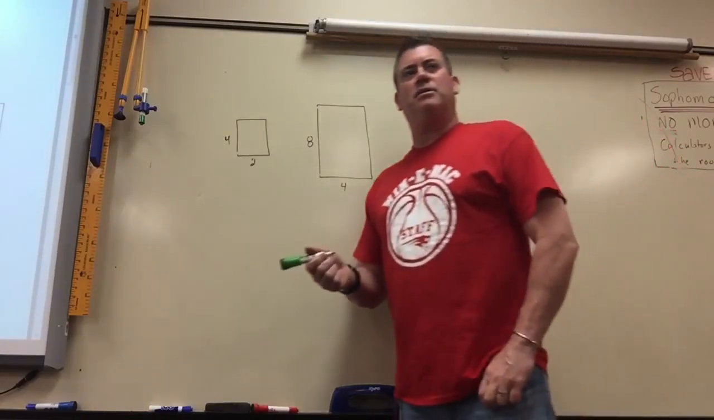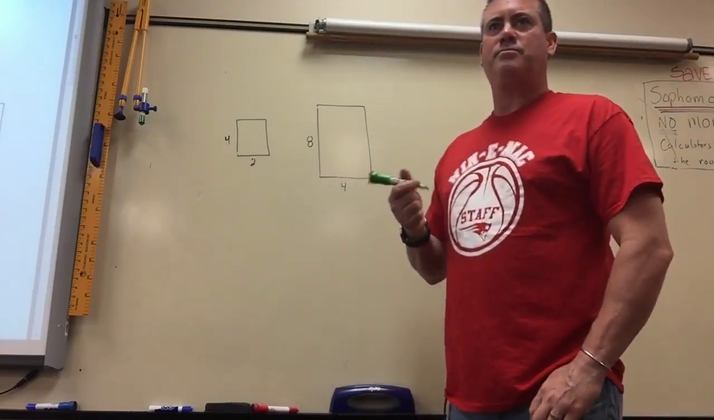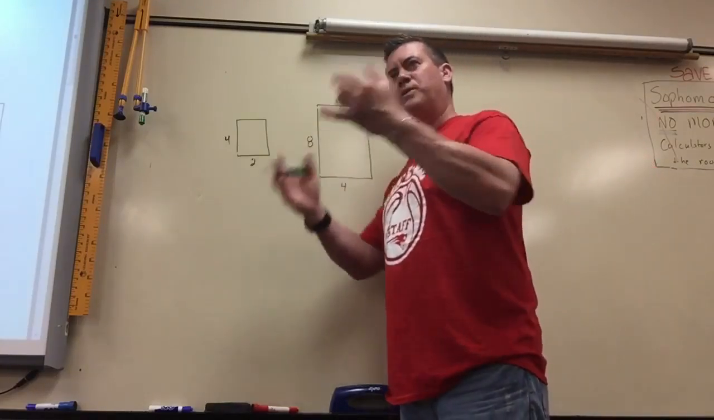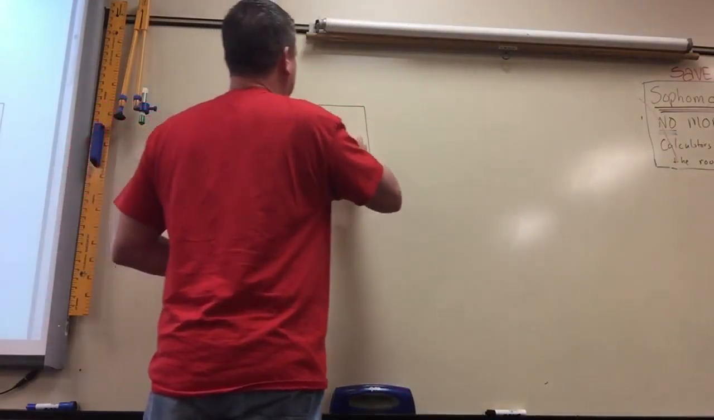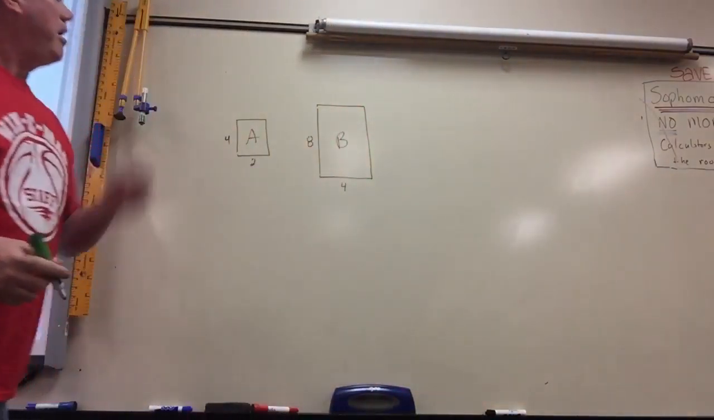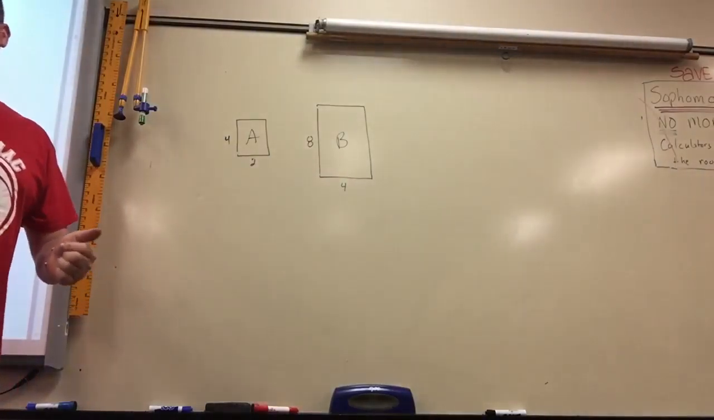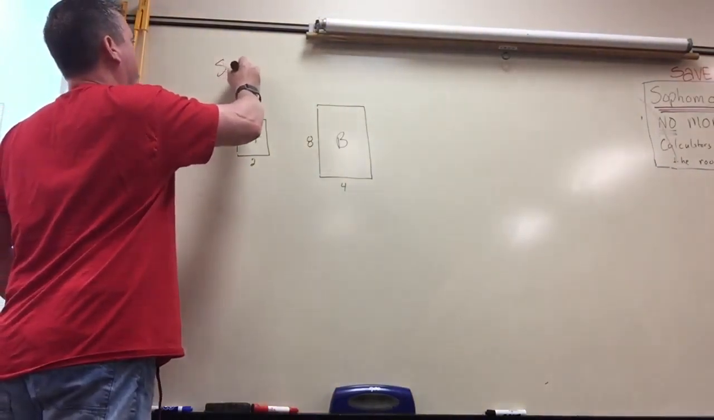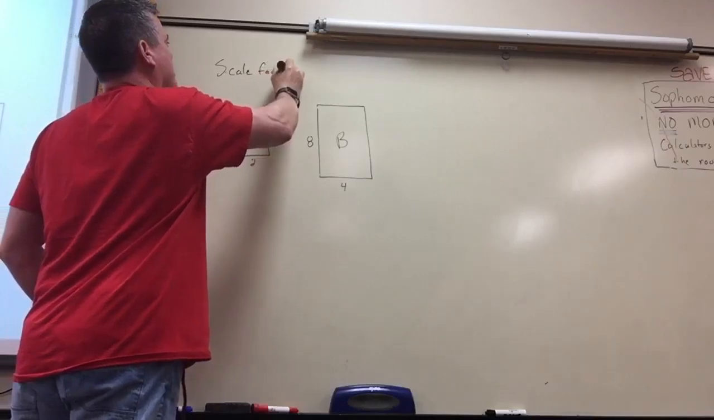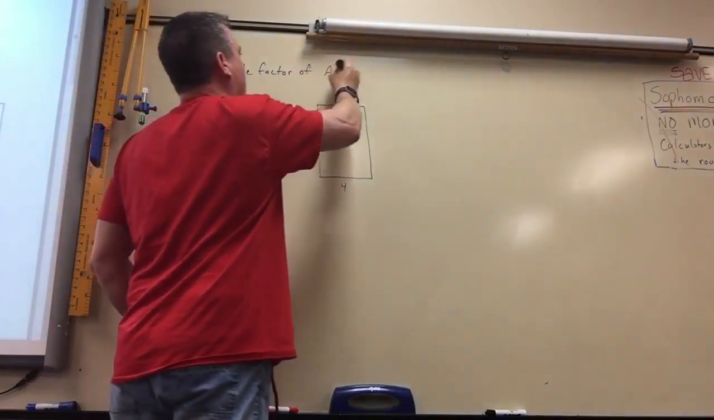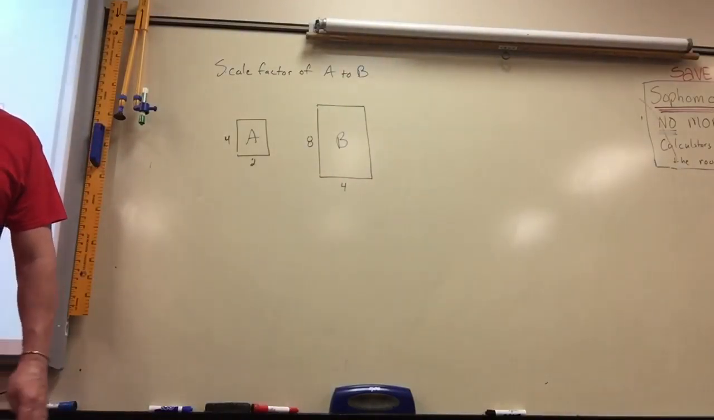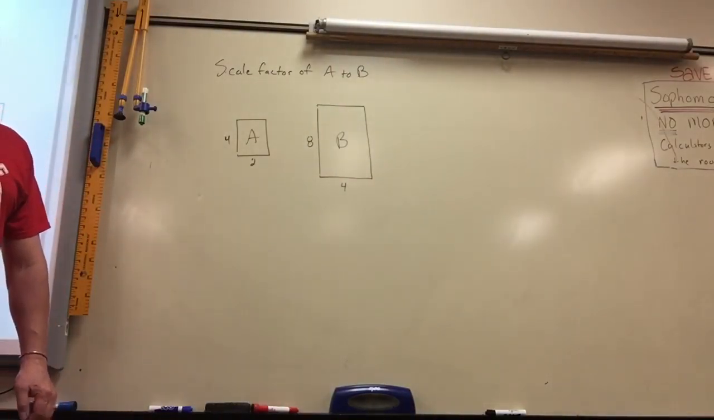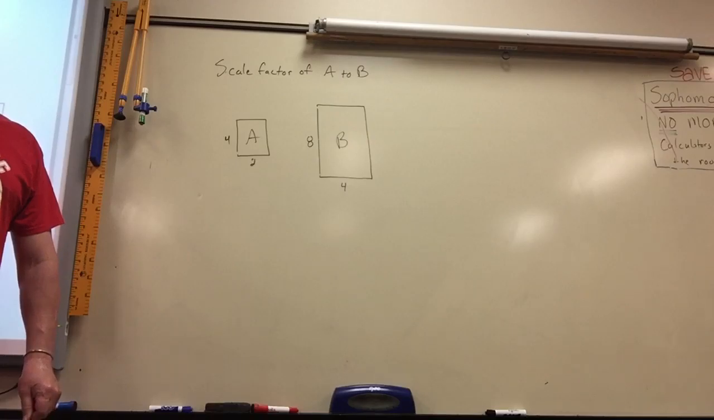Okay, if you've got two objects that have either been enlarged or reduced, we'll say this is object A and object B. If they asked you, what's the scale factor of A to B? What is the scale factor of A to B? Double. It's 1/2. 2 over 1.